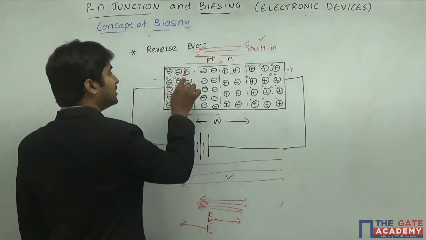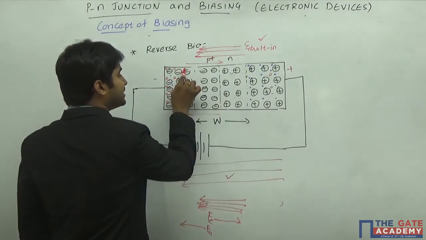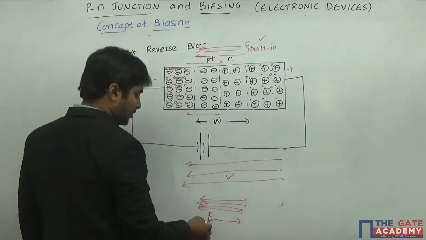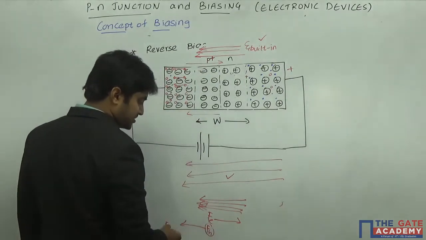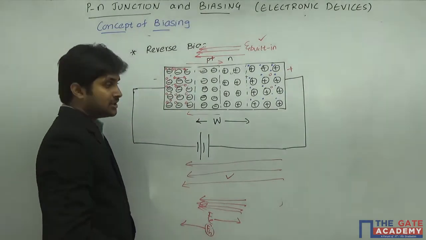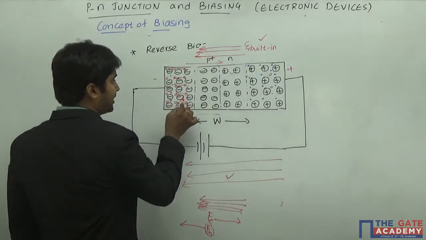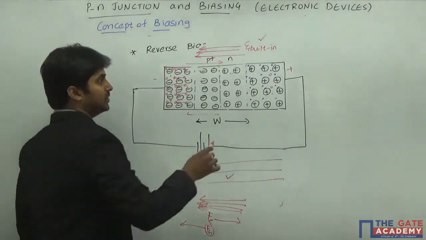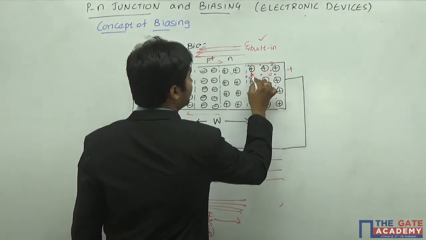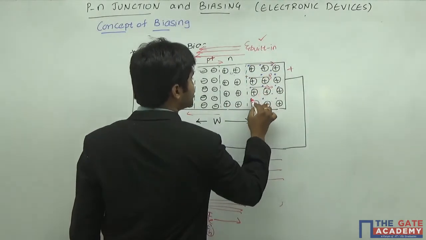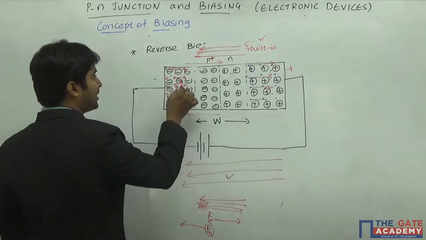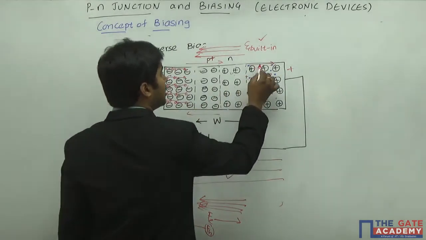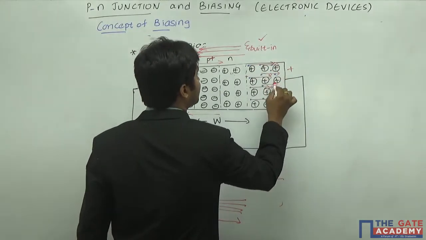Because of that, these holes which are present here will be pushed into the P region. Why? Because there is a force on the hole in this direction, right? Therefore, the holes are trying to move into the bulk of the semiconductor of the P region. Here the electrons also try to move into the bulk of the semiconductor of the N region. The more electric field applied, the more holes move into the P region, and more electrons are going to move into the N region over here.